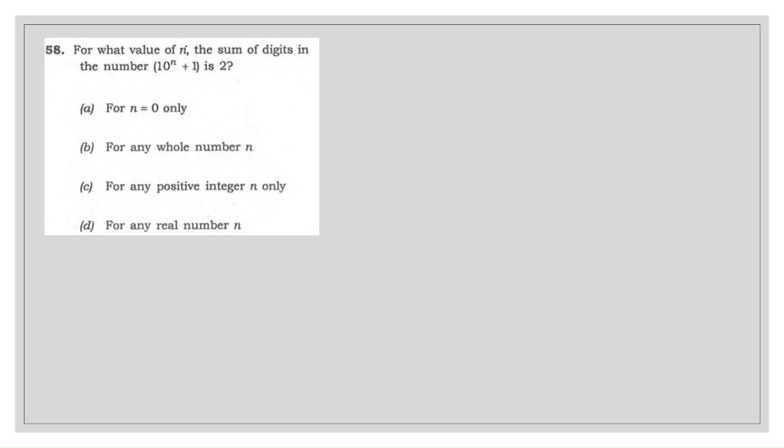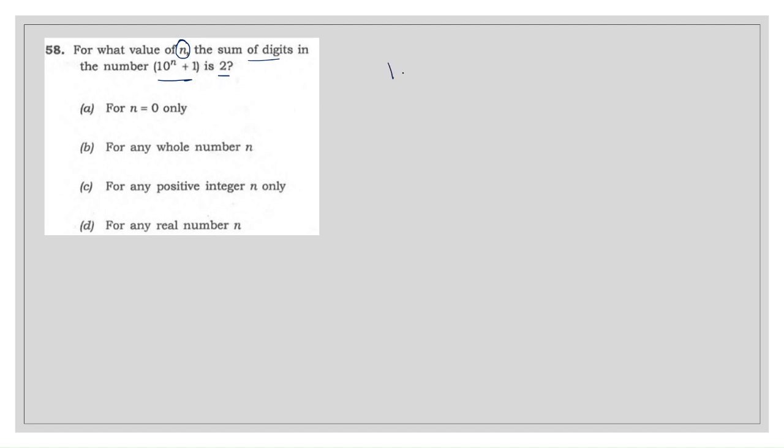For what value of n is the sum of digits in the number 10^n + 1 equal to 2? So basically they're asking what kind of a number n should be. If we focus upon the options, they're asking what kind of a number n should be so that the sum of digits in this particular number should be equal to 2.